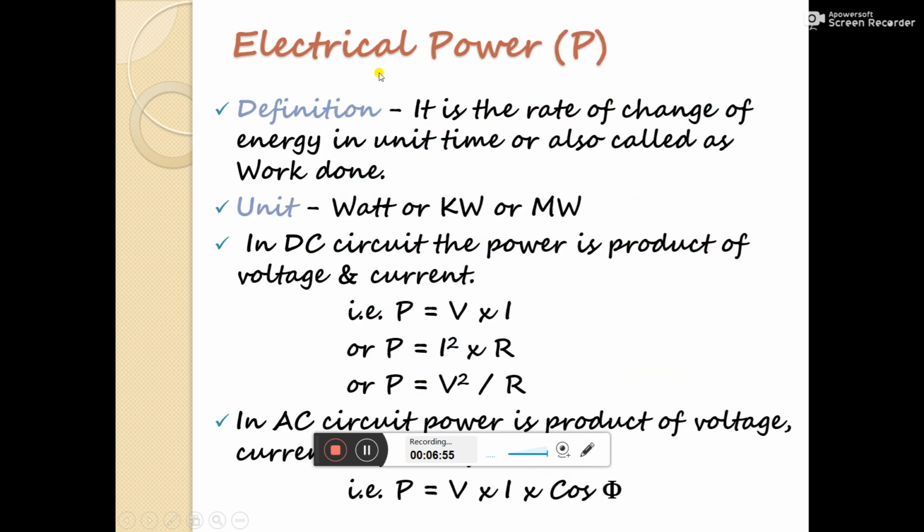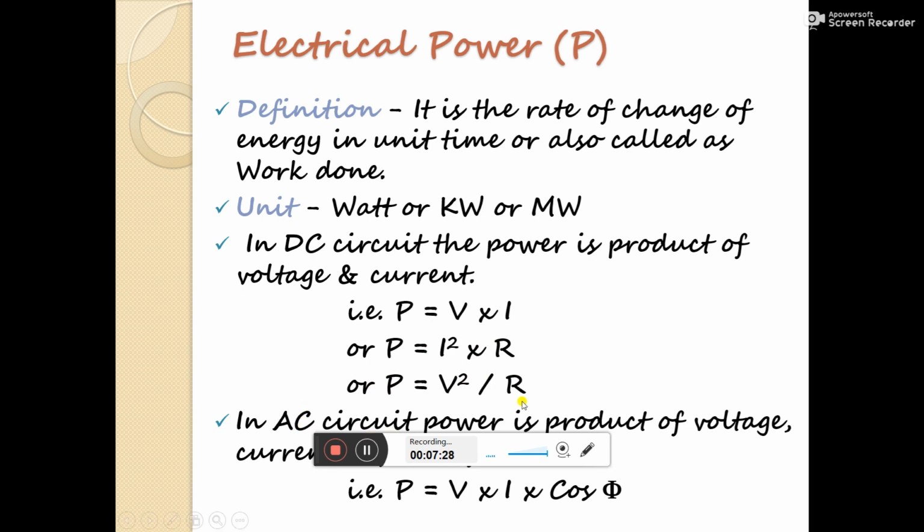The next term we have is electrical power, denoted by the capital letter P. It is the rate of change of energy in unit time, or it is also called work done. Power is measured in watts, kilowatts or megawatts. In a DC circuit, the power is the product of voltage and current, so we can write P is equal to V into I. We can also write power is equal to I square R, or P is equal to V square upon R.